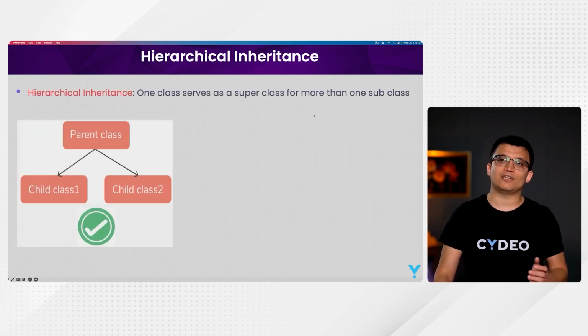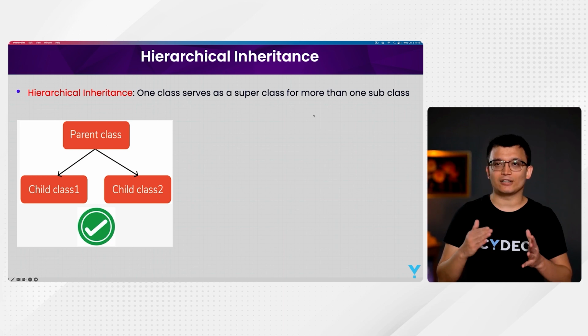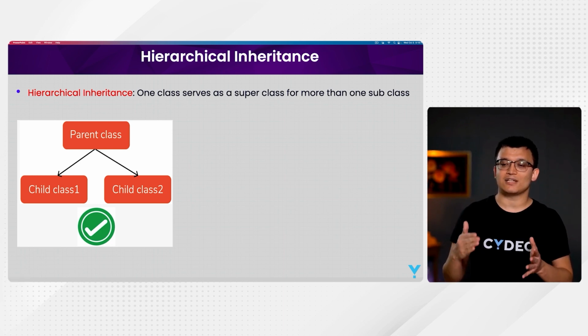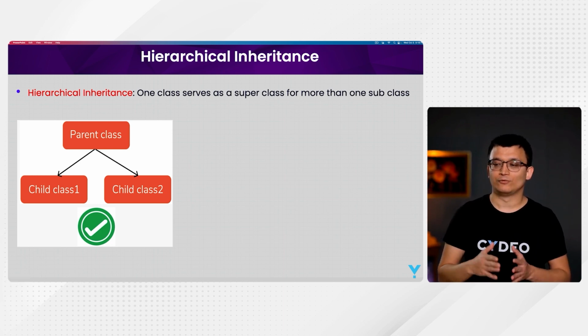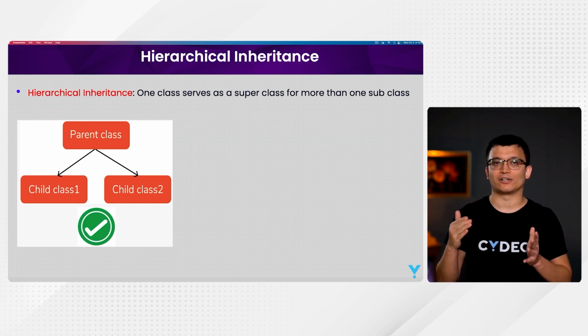And next we have hierarchical inheritance. Hierarchical inheritance means one class serves as a superclass for more than one subclass. Okay, that is what hierarchical inheritance is. In other words, one class is being extended by multiple classes.